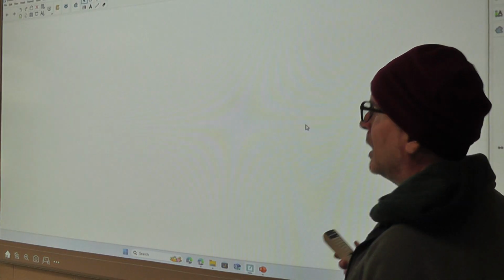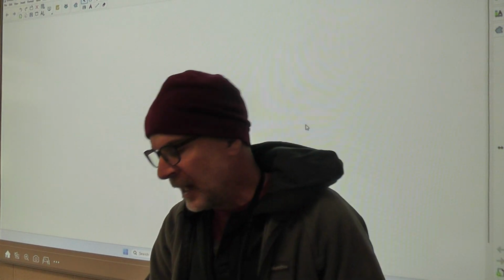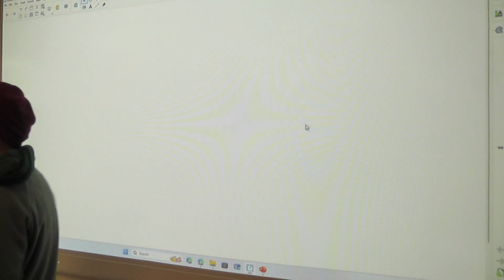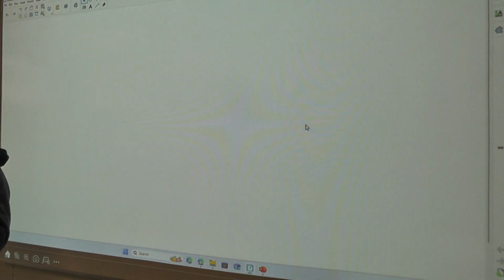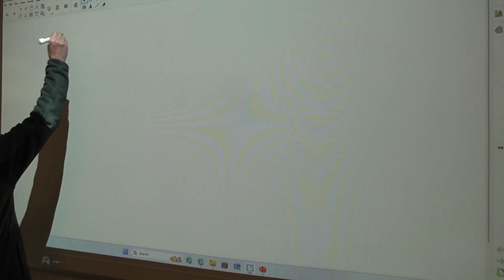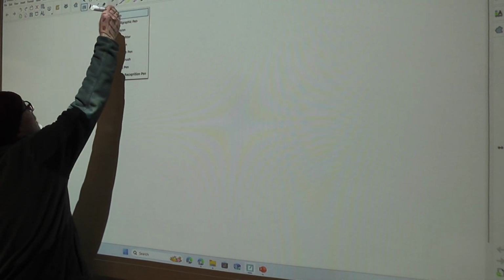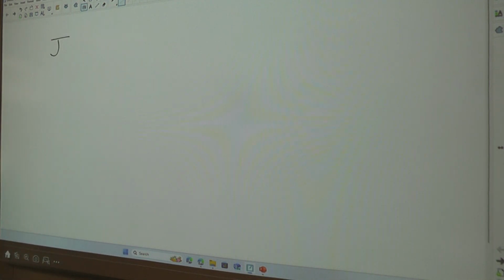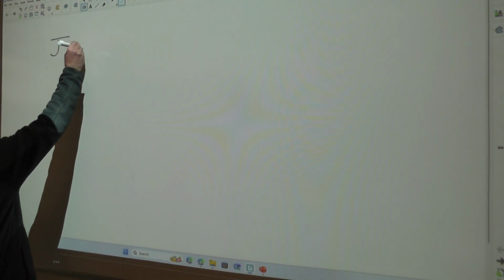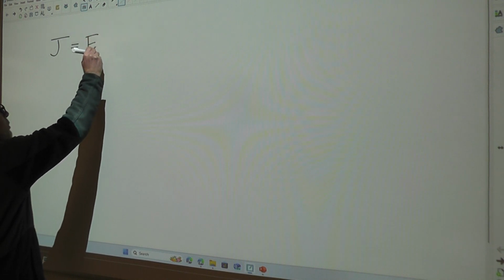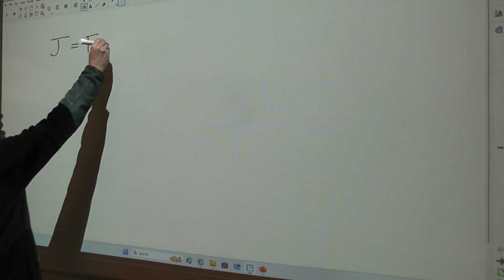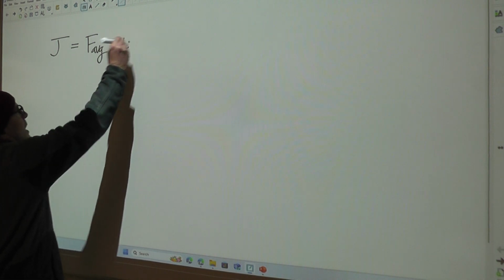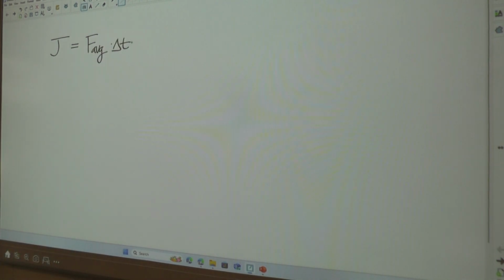We had discussed the idea that impulse is an application of force, overall force, on an object that lasts some amount of time. So we used the symbol J for impulse, and what we said is that's equal to the average force, overall force, acting on an object, times the amount of time that force is being applied.